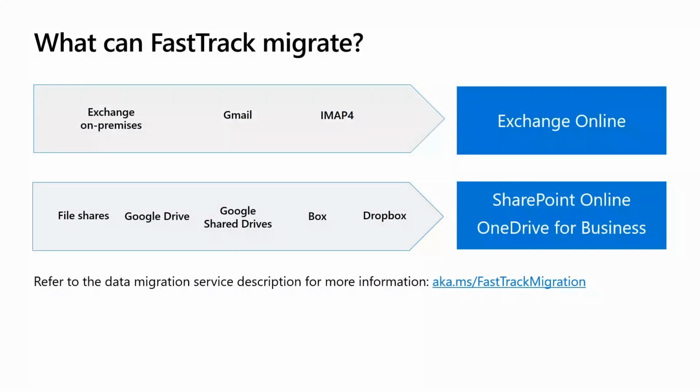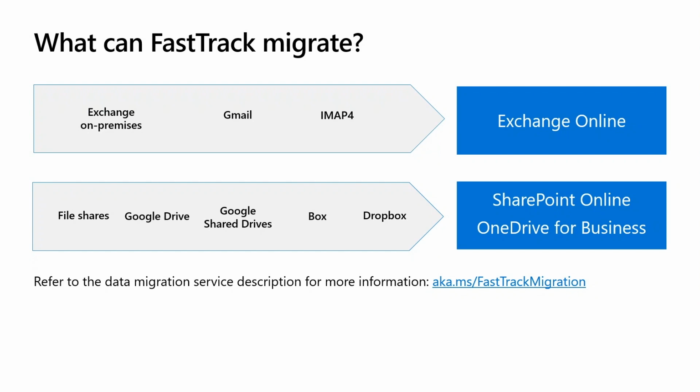So what can FastTrack help you move today? If you're coming from Google, we offer Gmail, G Drive, and Google Shared Drives migration to Exchange, Microsoft Teams, SharePoint Online, and OneDrive for Business. Have files in other cloud services like Box and Dropbox? We can move those files too. And of course, we offer support moving your on-prem content from Exchange and file shares into Microsoft 365. There are no limits to the number of times that you can use the FastTrack benefit throughout the duration of your subscription. So if you have content spanning multiple platforms, you can use the benefit as many times as needed.